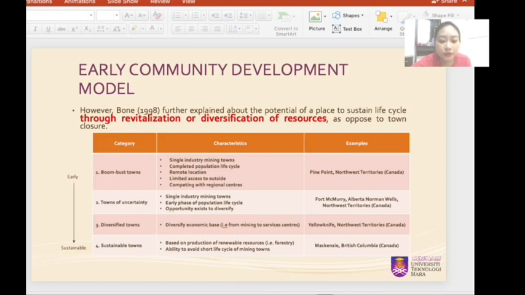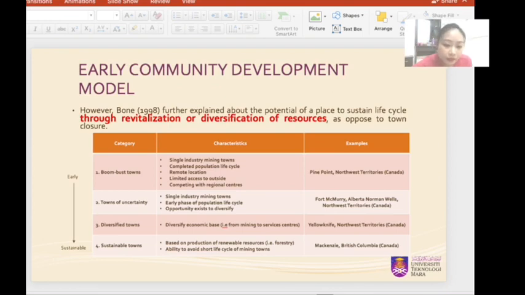Okay, so if you see here, there are five categories of towns, in which the first one, with diversification as the stage, refers to boom-bust towns. The characteristics of these boom-bust towns are single industry mining towns, completed population life cycle, remote location, limited access to the outside, competing with regional centers. For example, Pine Point, Northwest Territories, in Canada.